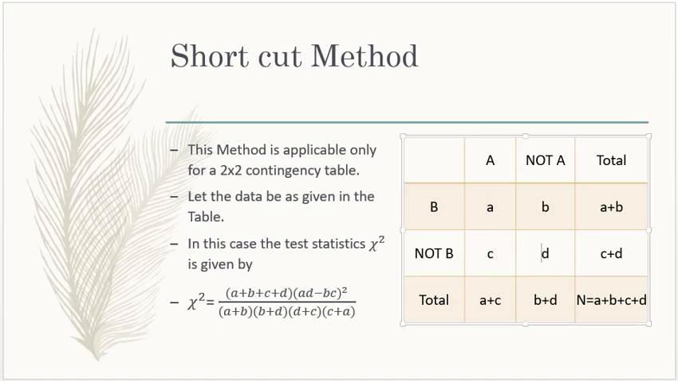And for the bottom one, you start from here, A plus B into, then B plus D, plus C plus D, then come back C plus A. So the upper one is N into cross multiply AD minus BC, and the denominator terms are, start from here A plus B into B plus D into D plus C into C plus A. So this is the way you can calculate chi square for a 2 by 2 contingency table. So this is only for a 2 by 2 contingency table.